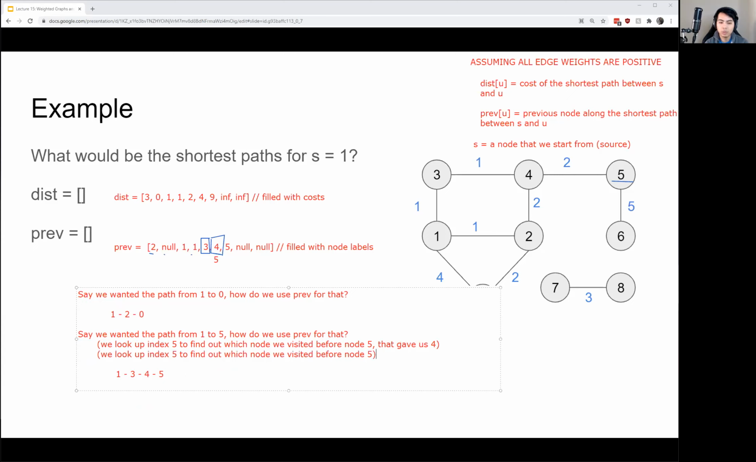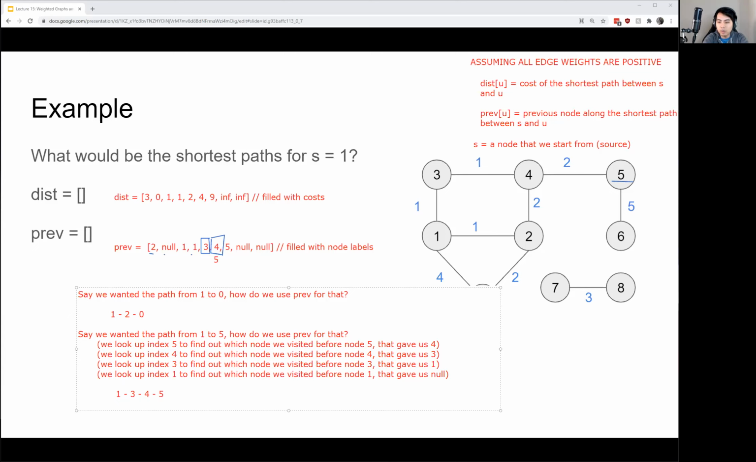And then we look up index 4 to find out what node we visited before index 4. That gave us index 3, right? And then we look up index 3 to find out which node we visited before node 3, which gave us 1. And then lastly, we looked up index 1 to find out if there's a node that we need to visit before node 1. That gave us null, which meant that we're done, right? We figured it out.